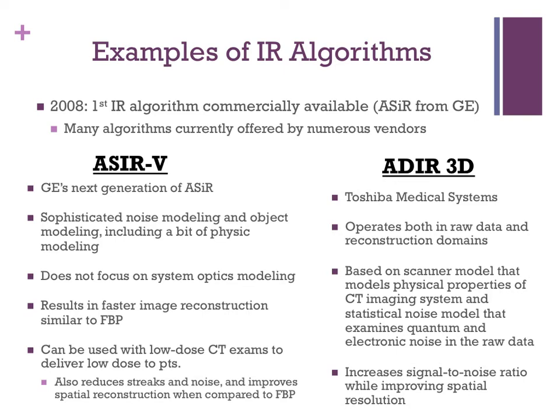The AIDR 3D algorithm is from Toshiba and operates in both the raw data and the reconstruction domains, and is based on the scanner model that models the physical properties of the CT imaging system and a statistical noise model examining both quantum and electronic noise in the raw data. The AIDR 3D reconstruction increases the signal to noise ratio, which then improves spatial resolution and produces images that look more natural.